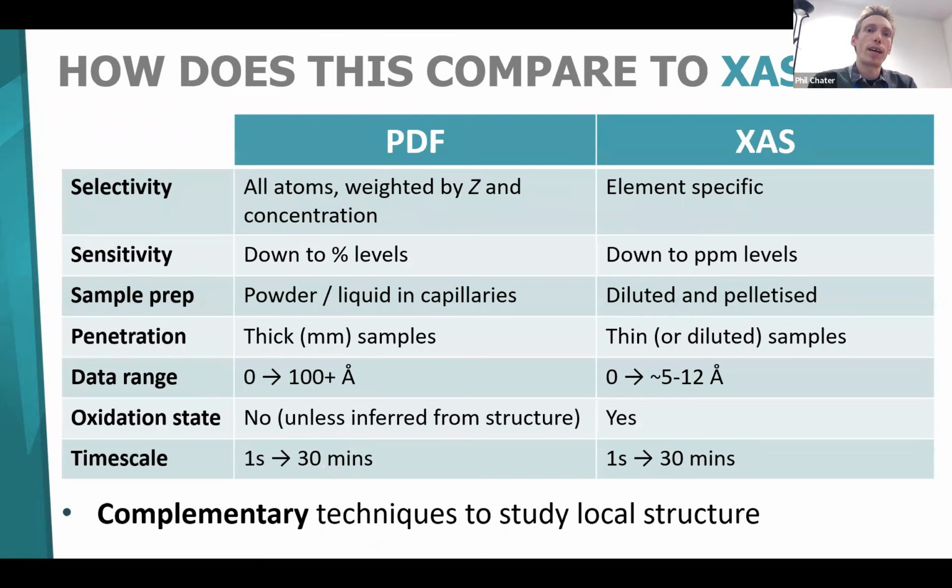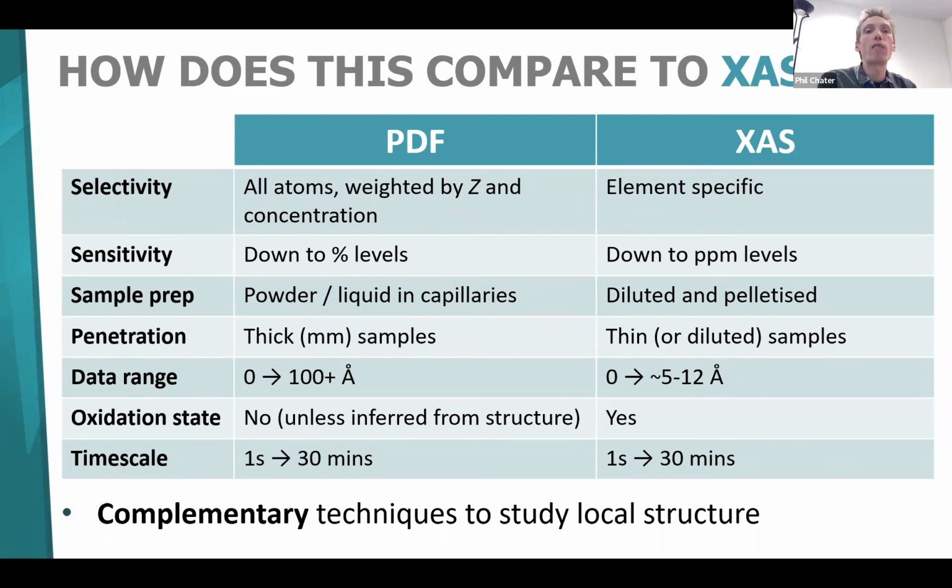So how does that compare to PDF? Well, in terms of the selectivity, XAS gives you that element specificity. So with an XAS experiment, you can tune to a specific element and look at the local structure around that. With PDF, we're looking at all the atoms present in the material, weighted by their Z, i.e. how many electrons they have, and their concentration. What this means is that your PDF is dominated by the heaviest scatterers or the most dominant bond lengths.